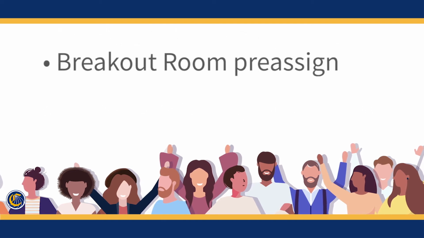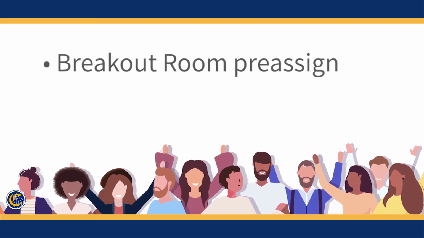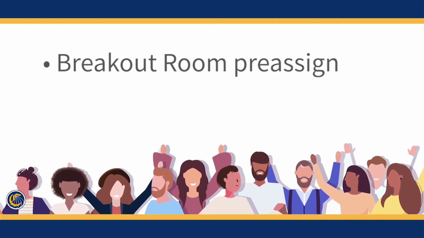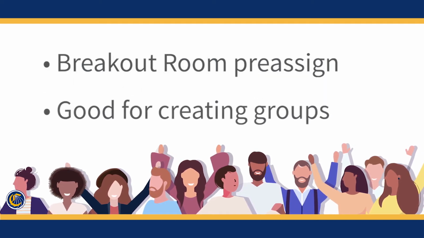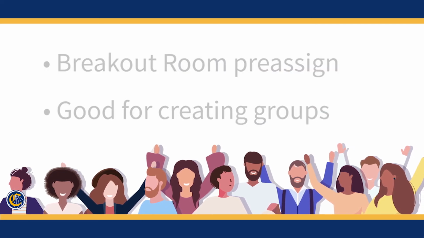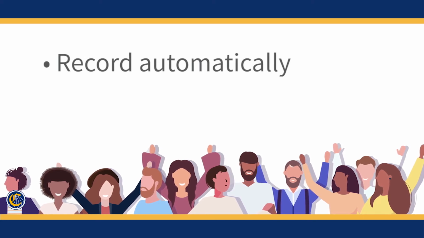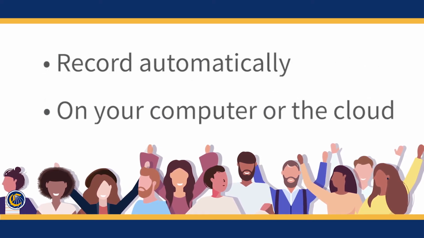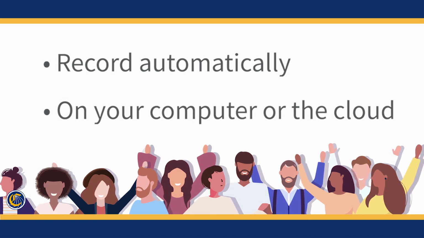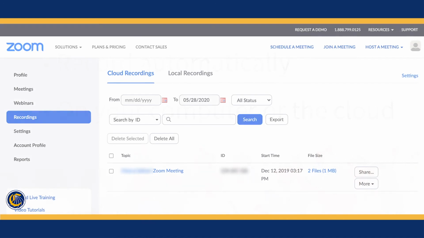Breakout Room Pre-Assign allows you to split your participants into smaller groups for discussion or other activities. Selecting this option allows you to create and assign groups to participants by their email addresses. Record the meeting automatically does exactly that. Selecting this option will prompt whether or not you would like to record the meeting locally on your own computer or in the cloud, where it will be stored by Zoom and available to you through your Zoom profile.